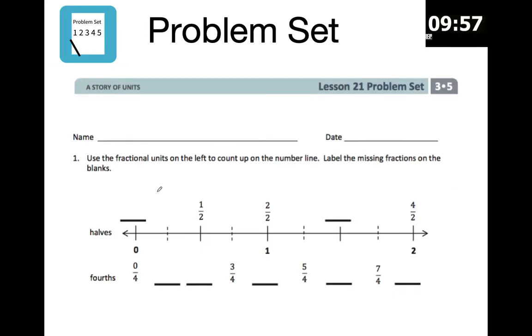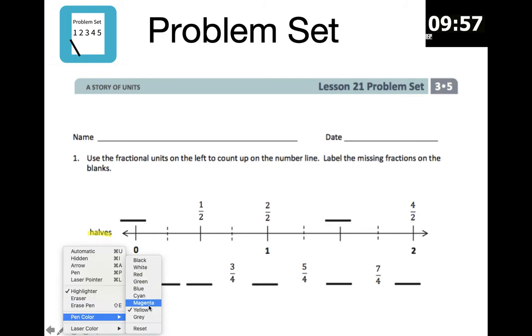For some extra practice, we are going to look at our problem set that you would have done in your workbook. And it says to use the fractional units on the left. So let me just highlight those, on the left, to count up on the number line. So you can see we're going to be counting by halves and by fourths. Label the missing fractions on the blanks. And the blanks have the black lines.